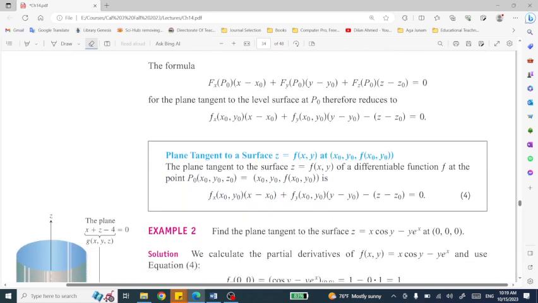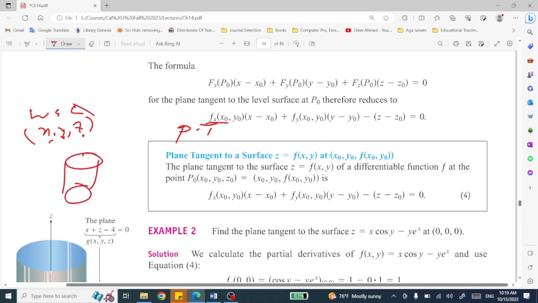So we have PT and TP. What's the difference between PT and TP? For TP we saw w equal to something, and we find it at x, y, and z naught. Plane tangent to a surface. Okay. So how do we find that one?